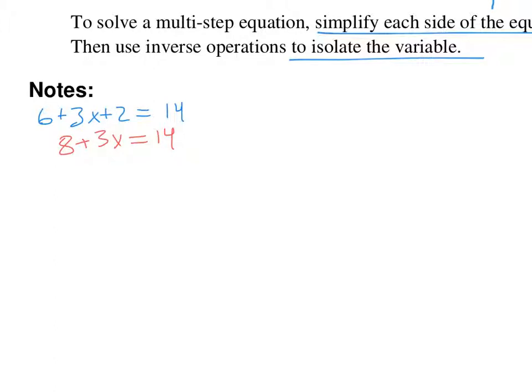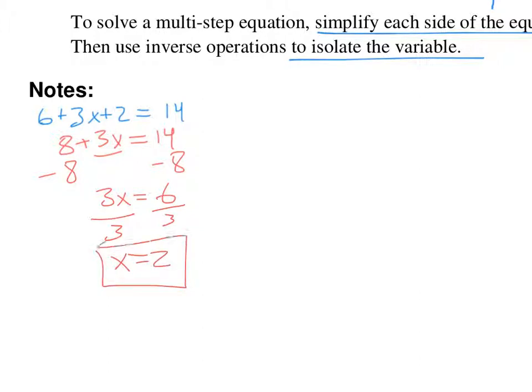Now I need to isolate the variable. So we already got the variables on one side. There's no variables on this side. And so let's go ahead and subtract the 8. And 3x equals 6. And then finally we want to finish it off. The variables are all by themselves on this side, and we got constants on the right side. So let's divide by 3. And x equals 2. Okay?